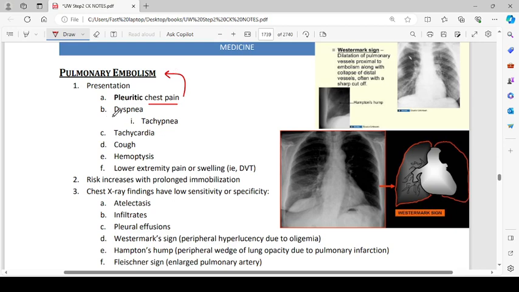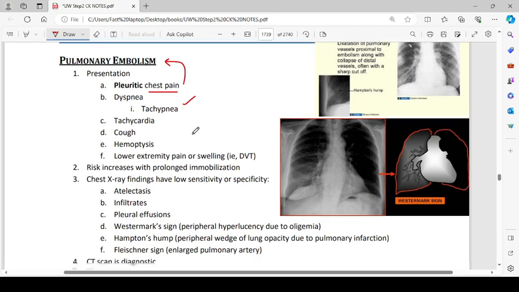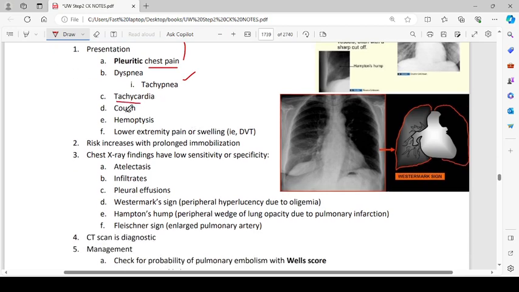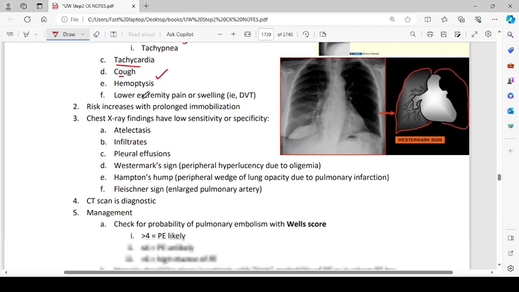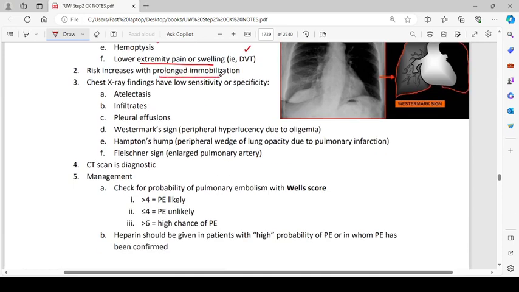Dyspnea will be a feature, like there will be tachypnea, the person will be breathing fast, tachycardia, cough, hemoptysis, and lower extremity pain or swelling, that is deep vein thrombosis. Risk increases with prolonged immobilization. The chest X-ray findings have low sensitivity or specificity.